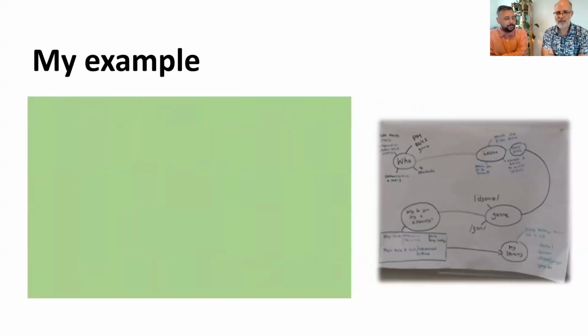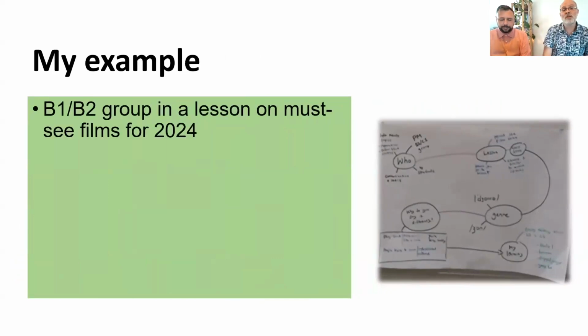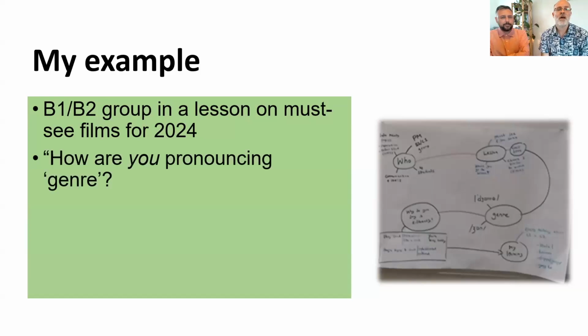And then we had follow-on discussions, and whatever came out of those discussions, we would see. So here's my example. You can see that's my poster on the right. This was me reflecting on a class. I think it probably was from February this year. It was a B1, B2 group. The lesson was on must-see films for 2024. So it was 10 posters of films, and lots of tasks based around it. Basically, the students would have to decide what trailer to watch, etc.